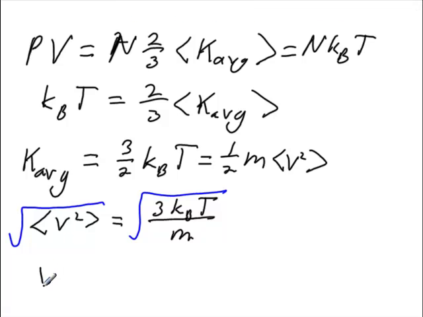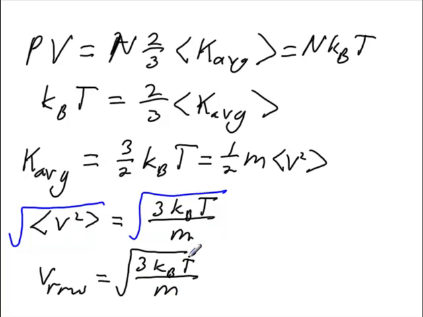So the RMS speed is simply the square root of 3 K Boltzmann T over the molar mass. Now you'll notice the only real problem with this: K Boltzmann is a tremendously small number, and I said molar mass, but this is the molecular mass. Molecular masses aren't easy to deal with.